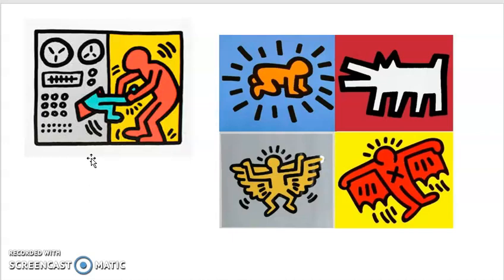The radiant baby, and this is the top left, the blue one. Keith Haring believed that all human beings had potential, and that as babies we hadn't quite figured out what their potential was yet. But that is a baby on all fours, and the lines are radiating out of him like sun rays, so that it's his potential and what he could be in his life.